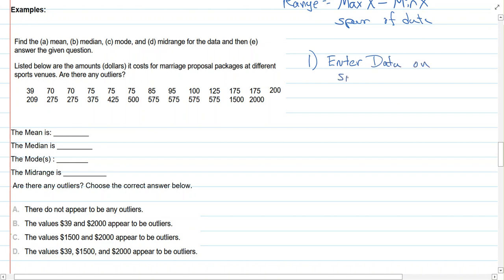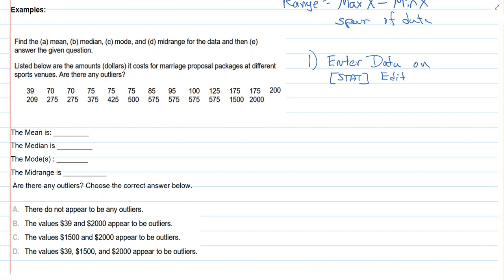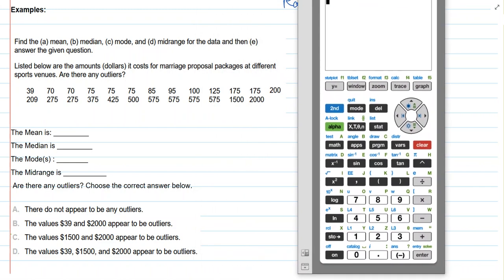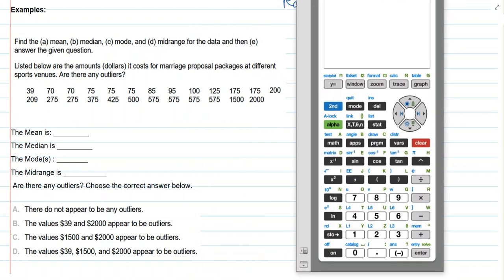On stat, edit. All right, so we're going to do that first. Everybody get their calculators out. And remember, garbage in, garbage out. So we have 2, 4, 6, 8, 10, 12, 14, 16, 18, 20, 25 numbers.